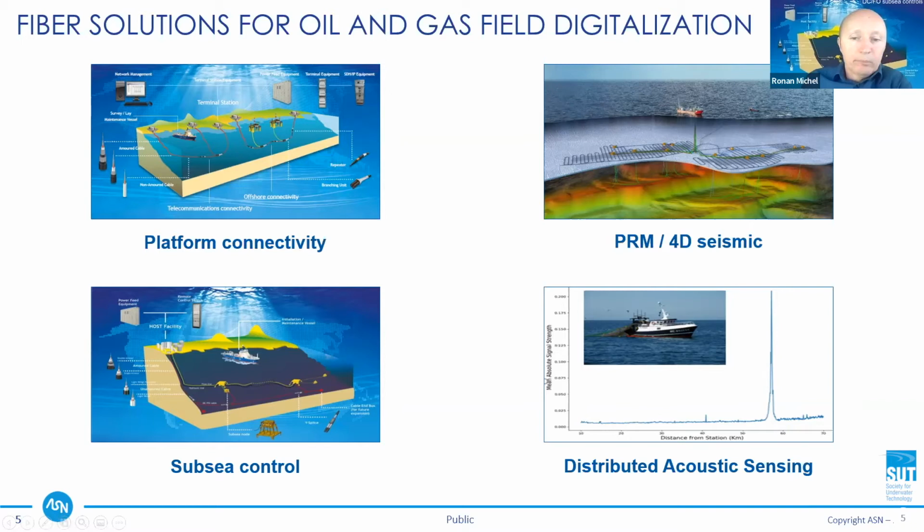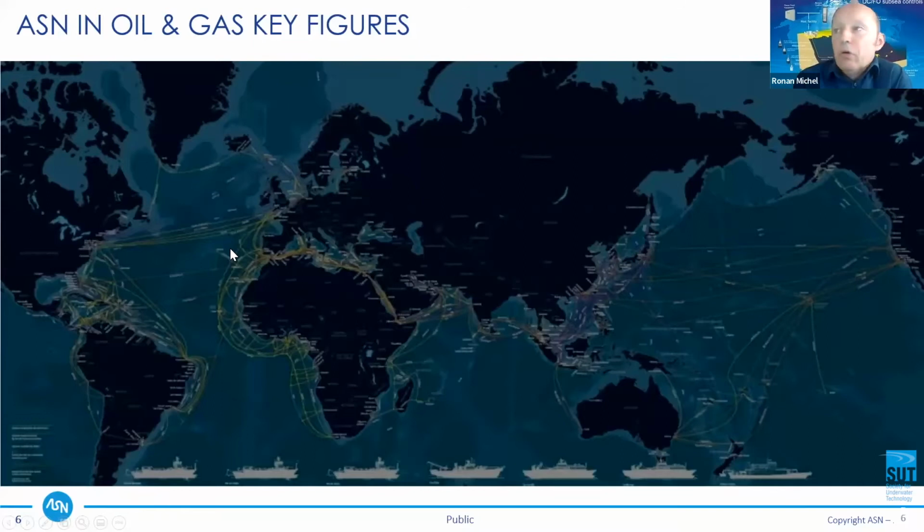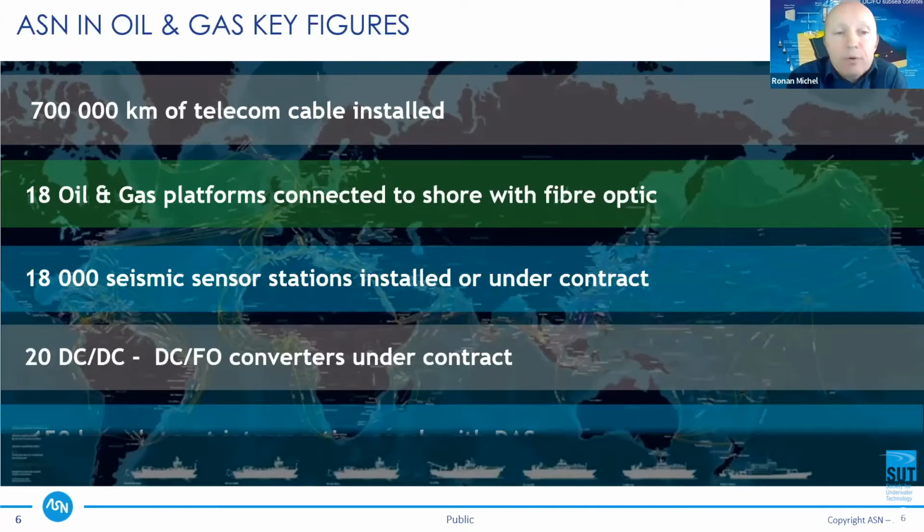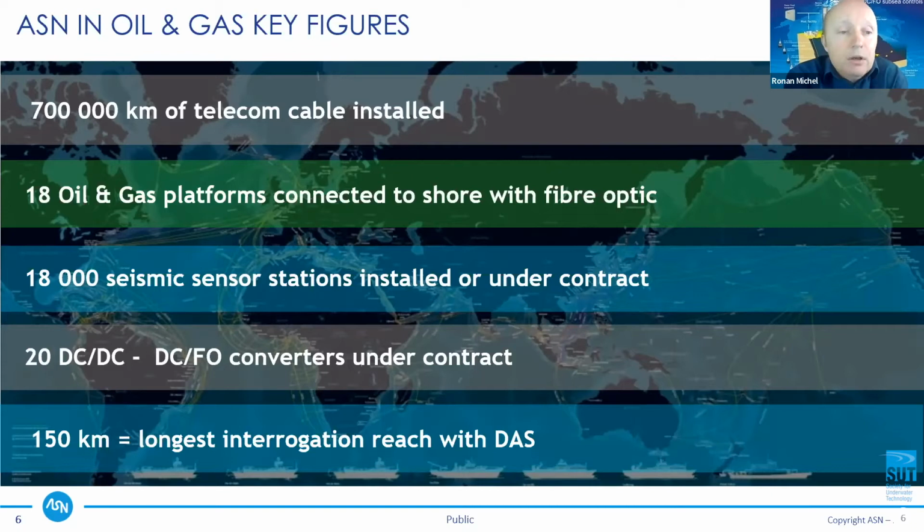So a few figures on ASN. 700,000 kilometers of cable installed, that is to go to the moon and come back. 18 platforms connected with fiber, including the largest one, which is Shell Prelude in Australia. 18,000 seismic sensor stations installed on the seabed under contract, that is for PRM. 20 subsea DC-DC converters, so basically 20 templates being connected on the seabed under contract. And then the reach of the DAS interrogator is 150 kilometers, which is probably the longest reach on the market.